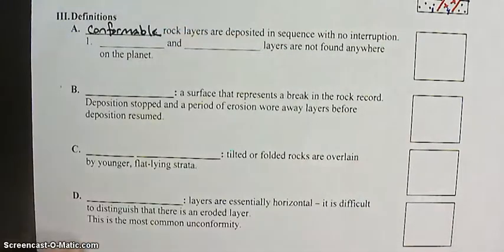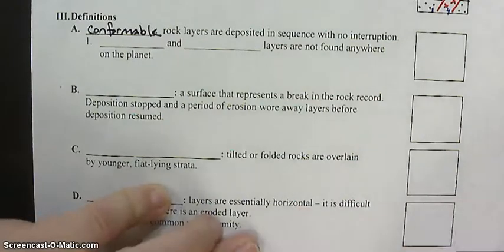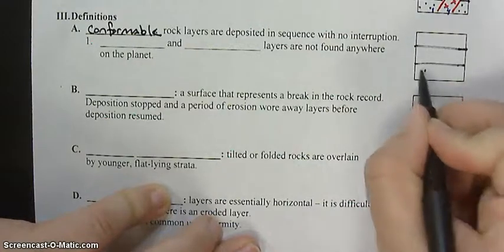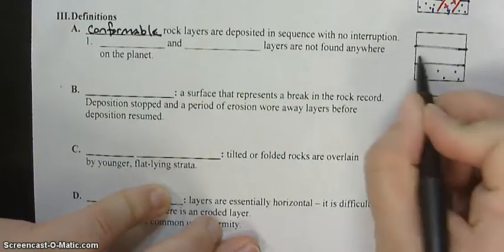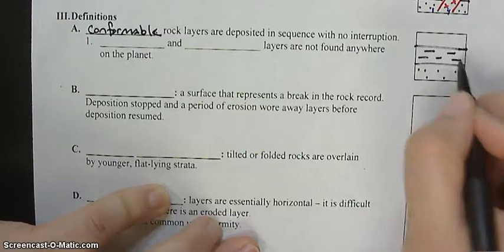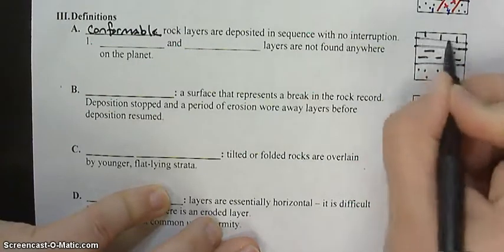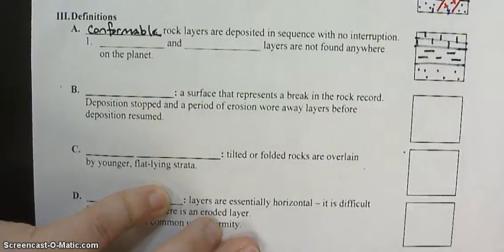Conformable means like comfortable, conforming. In this case we're talking about rock layers that are deposited in sequence with no interruption. It means that you have three layers with no drama. No faults, no folds, no erosions, just three basic layers. For the record, in this case, these three layers would indicate that sea level is rising.